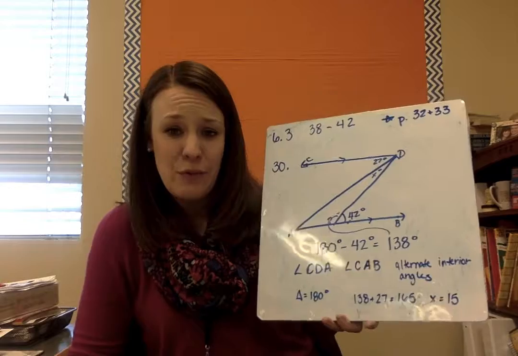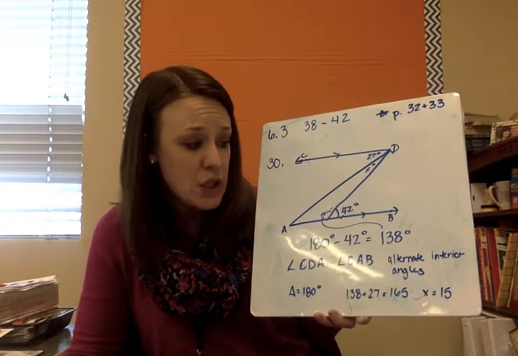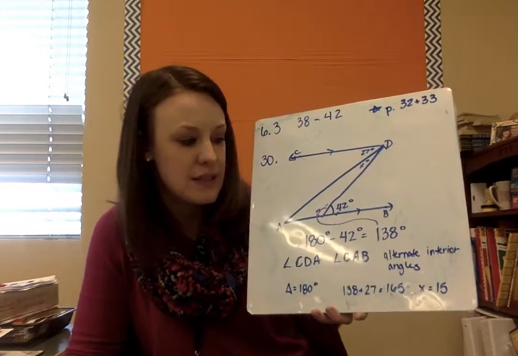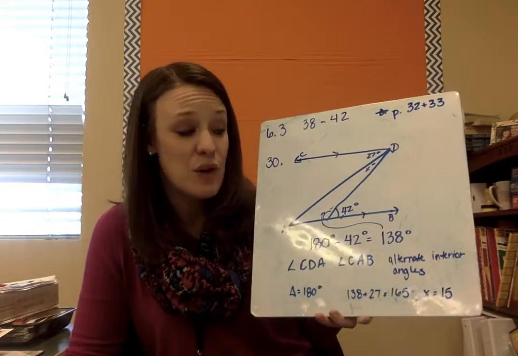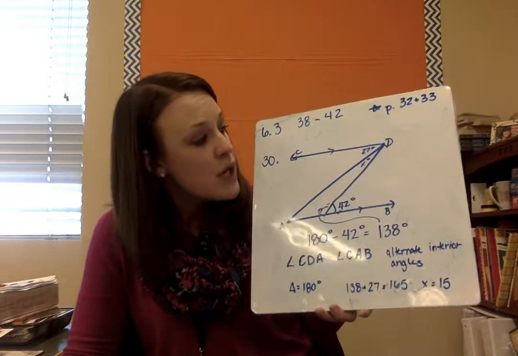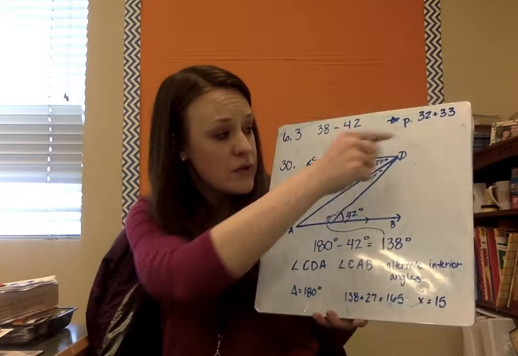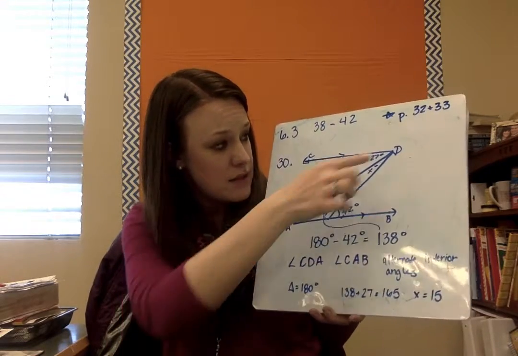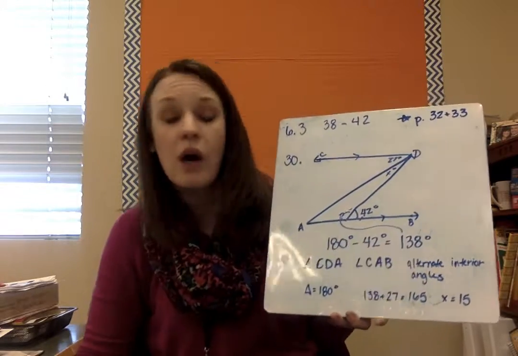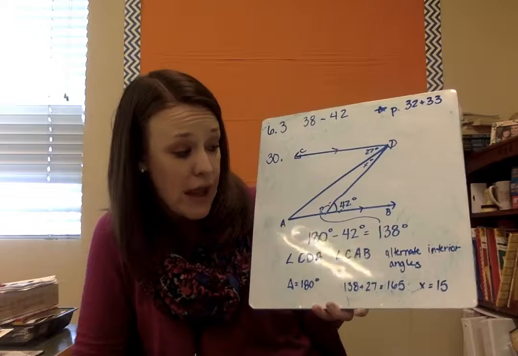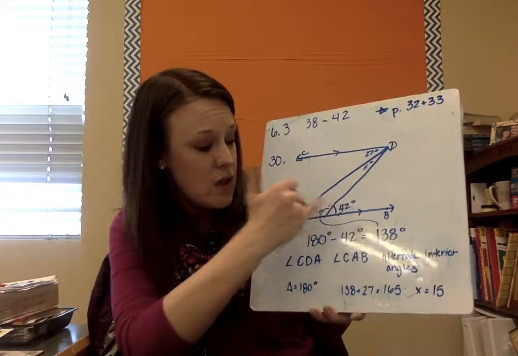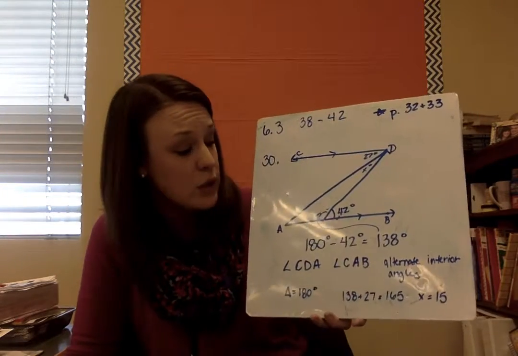Now, there's a couple different pieces of information we need to know. We need to know that the alternate interior angles or alternate exterior angles, but in this case interior, alternate angles are going to be equivalent. They are going to be the same measure. So that means that the angle CDA has to be the same as angle DAB because those two are alternate interior angles.